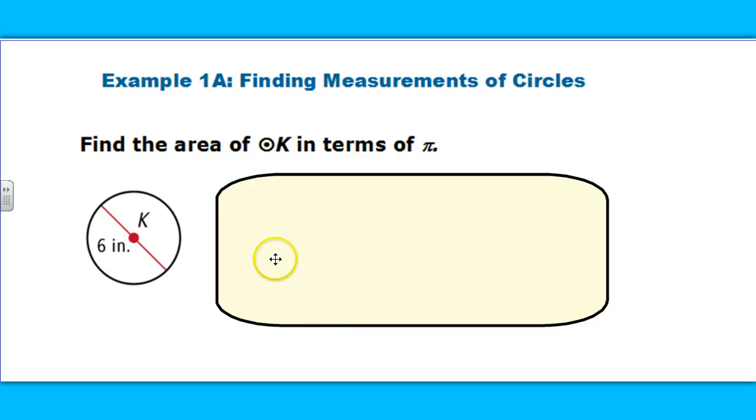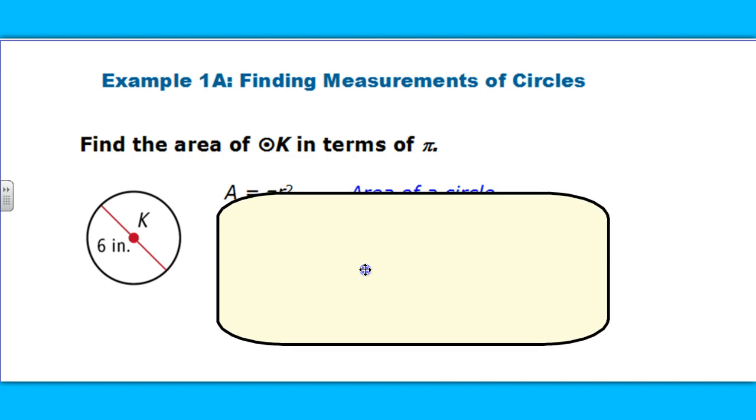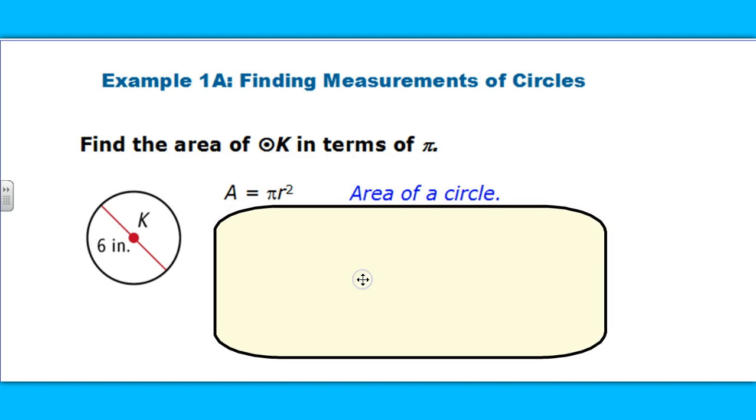Let's find the area of circle K in terms of pi. When it says in terms of pi, we don't calculate the answer to any decimal value. We simply leave pi in the answer, this little symbol. If we're asked to find the area, what shall we start with? A equals pi r squared, the area. And now we have to find r to find area.